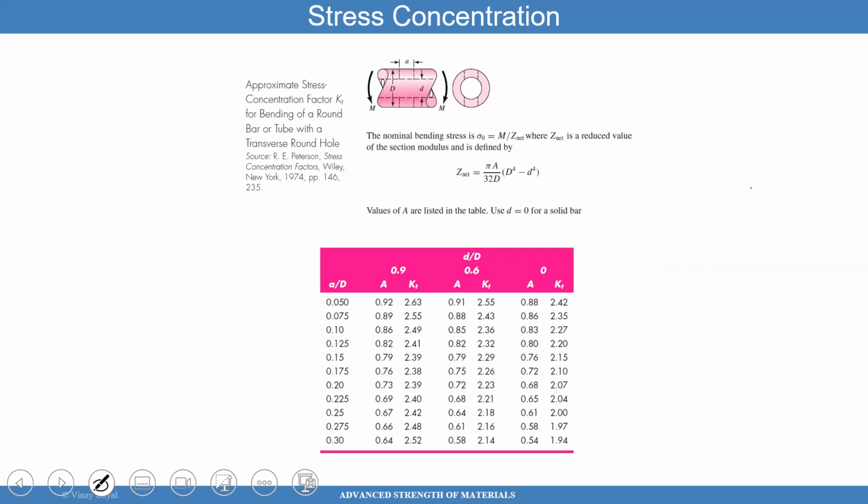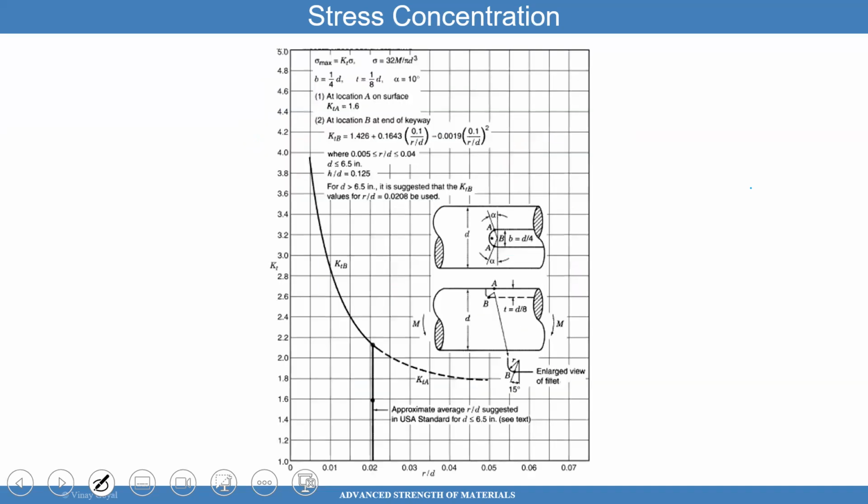I'll pause there for a second. But generally speaking, this is an approximation for stress concentration factor for bending of a round bar or tube over a transverse round hole. Very complex calculation, but very, very similar process. More calculations. I'm pasting here things that could be useful for you in industry.